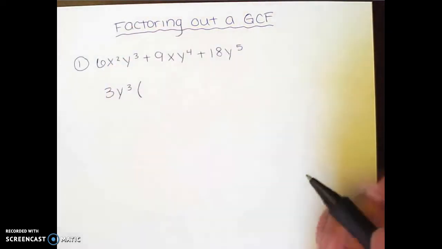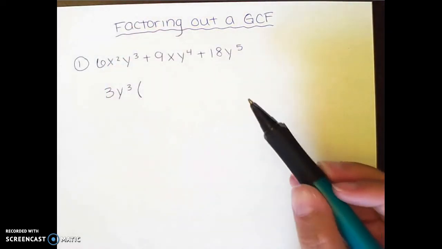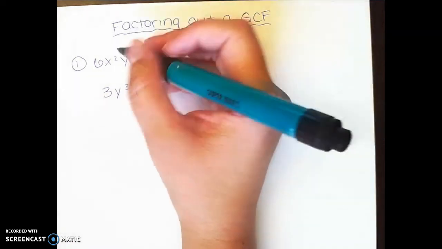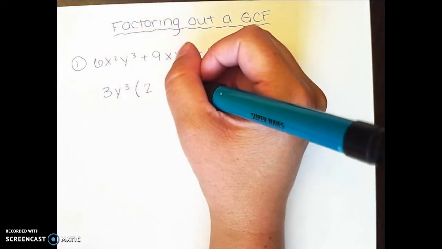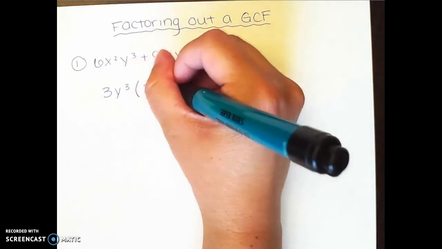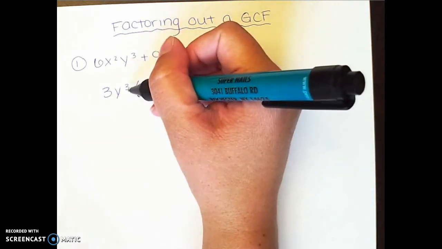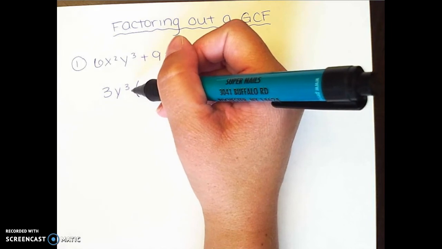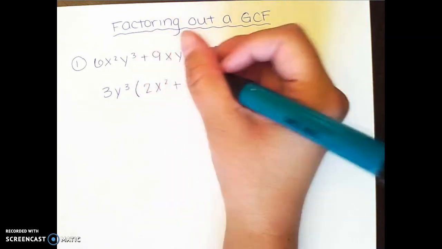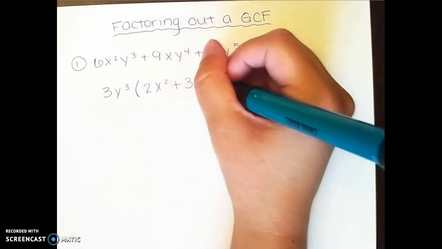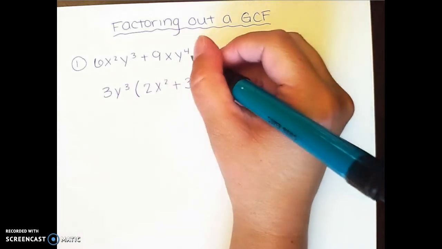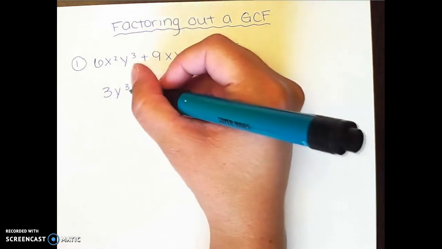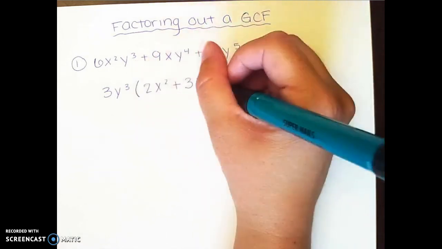And now I have to actually factor it out of the polynomial. So I have 6 divided by 3 is 2. I'm going to bring down the x squared. Y cubed divided by y cubed, any number divided by itself is just 1. So plus 9 divided by 3 is 3. Bringing down the x, and then I have y to the fourth divided by y to the third is just y.